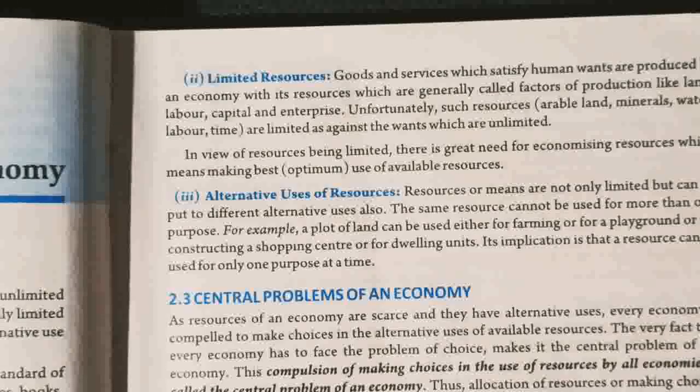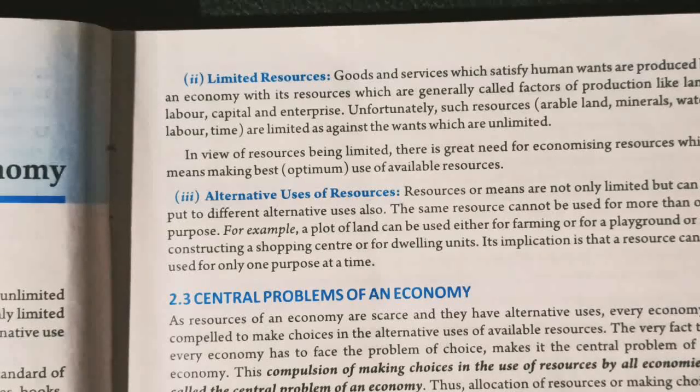Okay, point number 2 is limited resources. Here, resources can be land, labor, capital, and enterprise. Now we have discussed in the first point that our wants are unlimited, but we have limited resources. That means we want to have more and more land, labor, capital, and enterprise, but in reality, we have less land, labor, capital, and enterprise, which means our wants are unlimited, but our resources are limited. That is why economic problem arises. Okay, I hope that is clear.